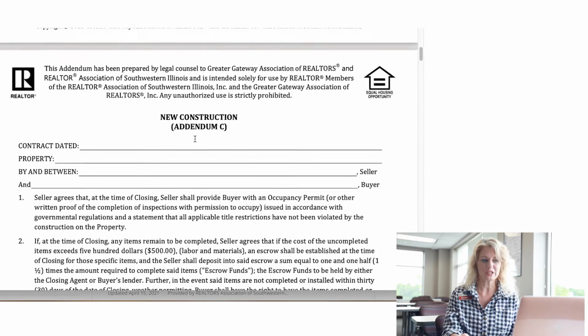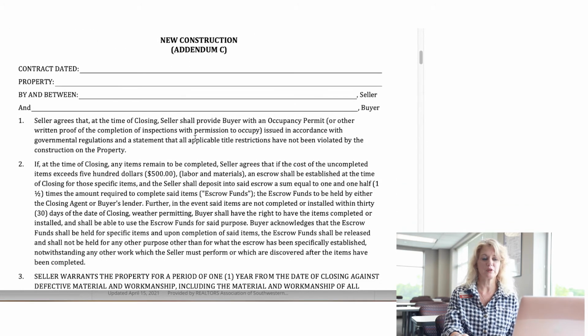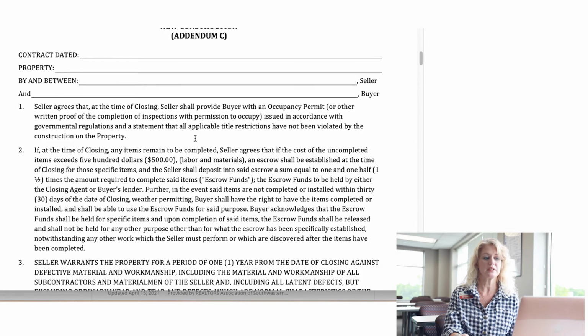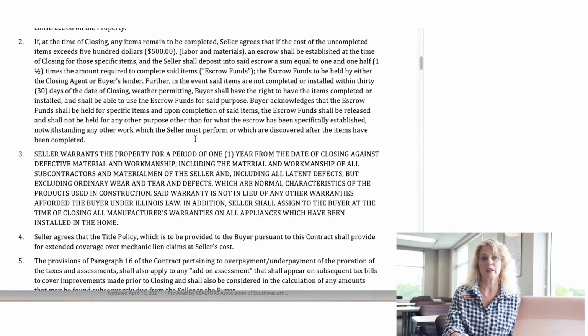There's the new construction addendum. That would be in the event the property that the buyer is purchasing is a new construction, and it has to do with the occupancy, the closing, and then the warranties that the seller or builder provides.